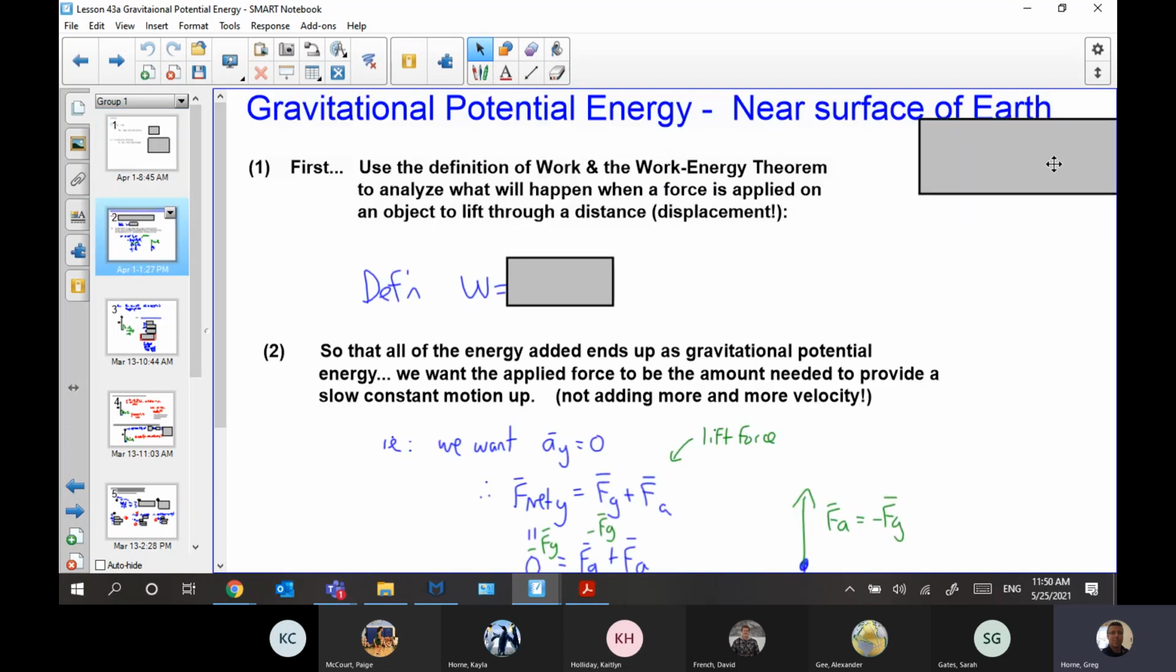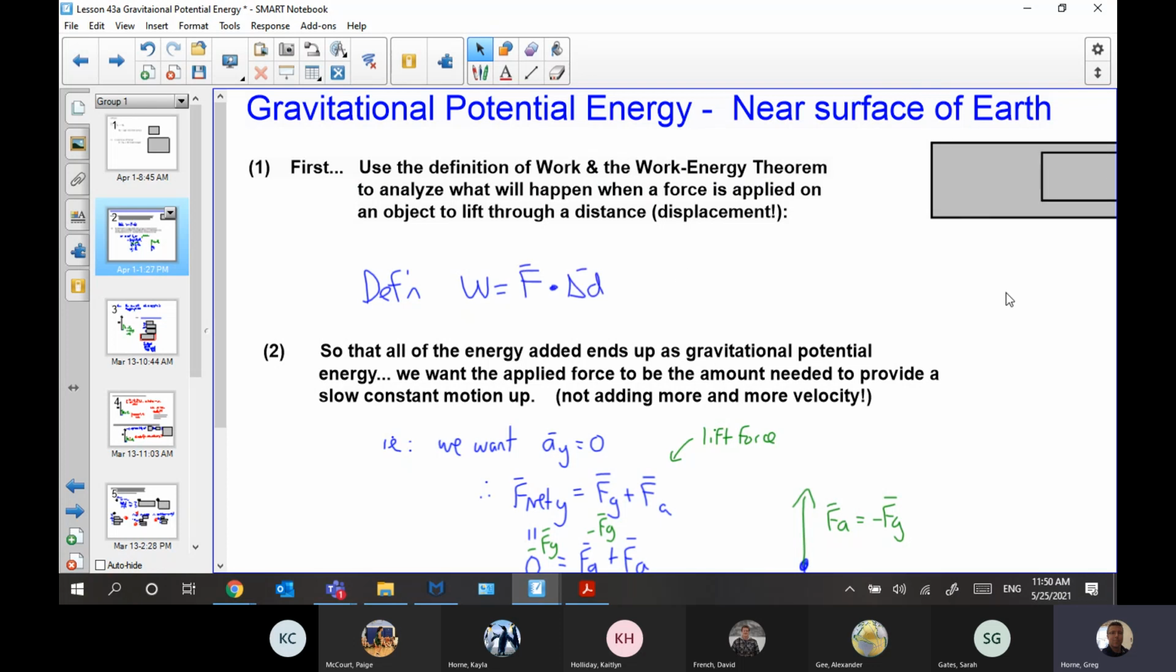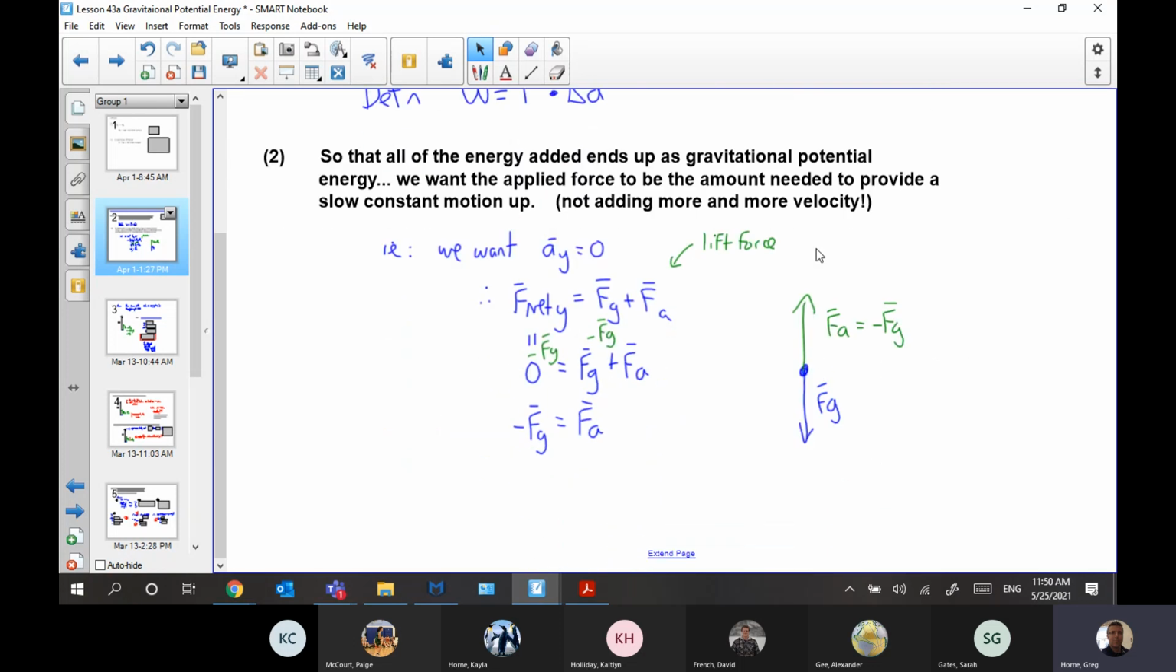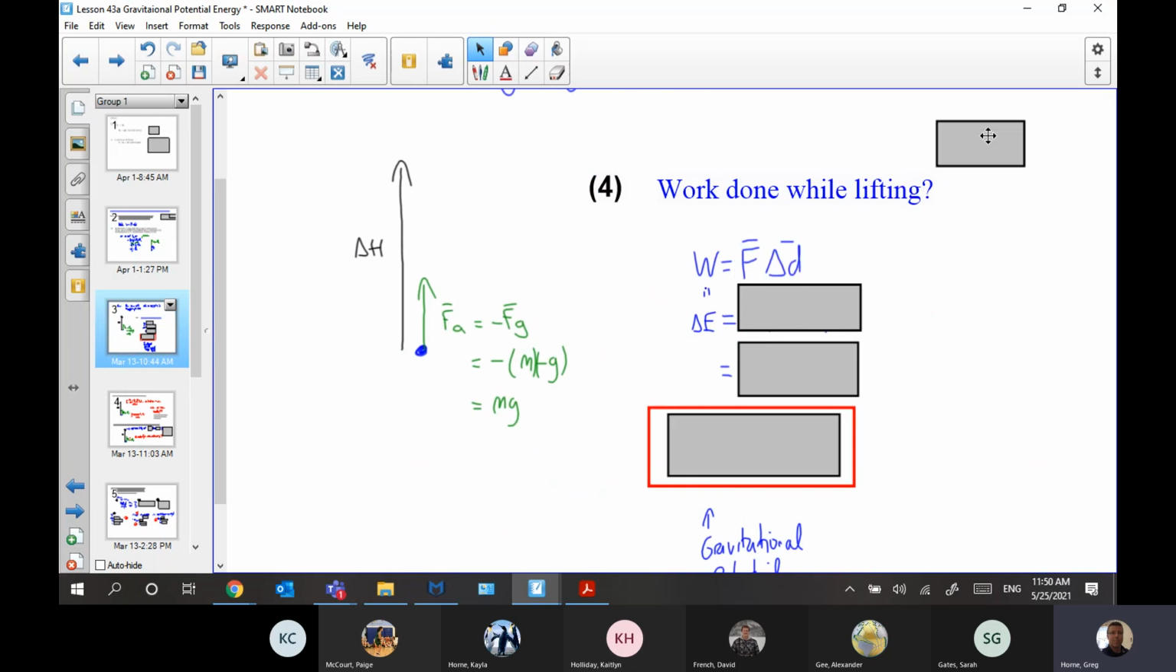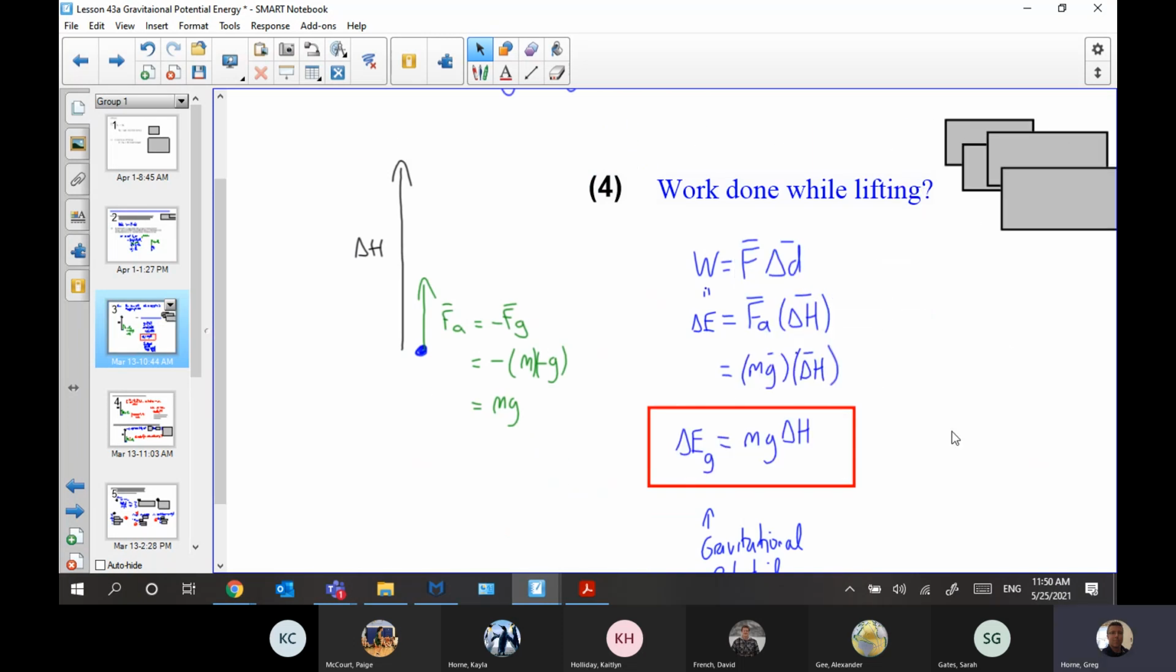But the mg delta h stuff was of course just work done, and we're just lifting against the gravity force. And so it was a pretty easy development back in grade 11, where it was force times distance. The distance is delta h, so it's mg delta h, right? Because the force is mg. So it's a super easy development, okay?